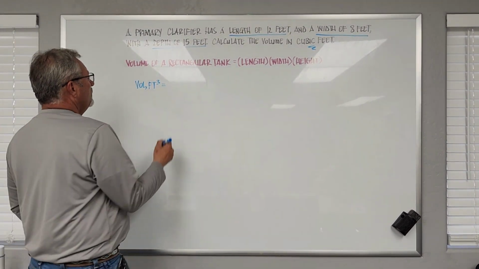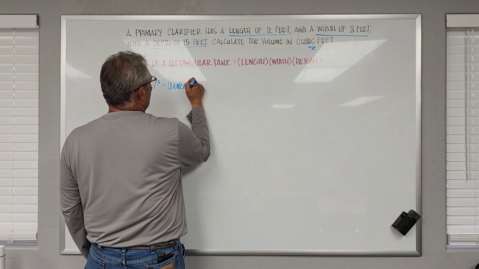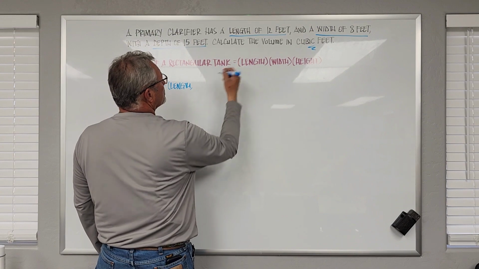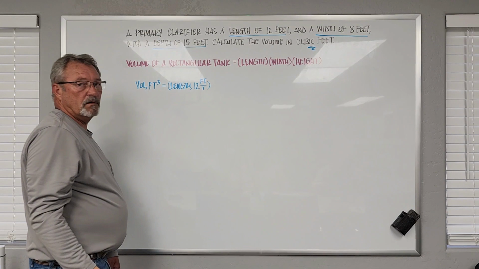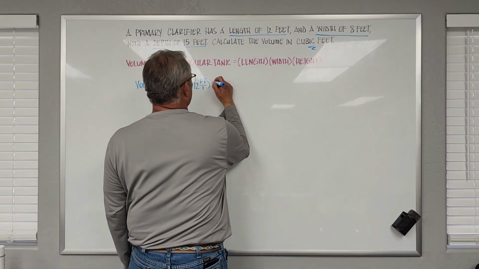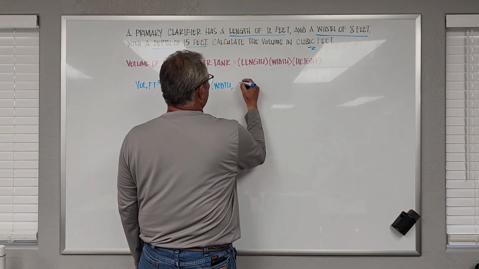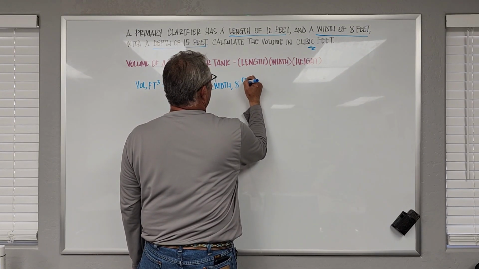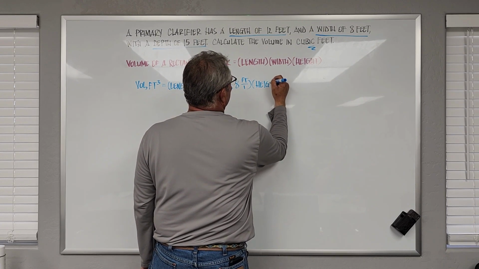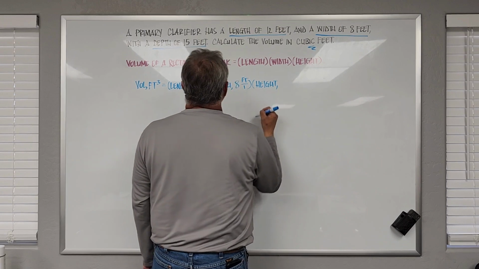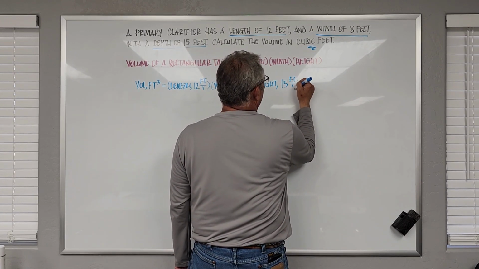Equals the length. And the length is 12 feet. And again, I write that unit of measure in feet over 1. The width is 8 feet over 1. And the height, in this case, is 15 feet over 1.